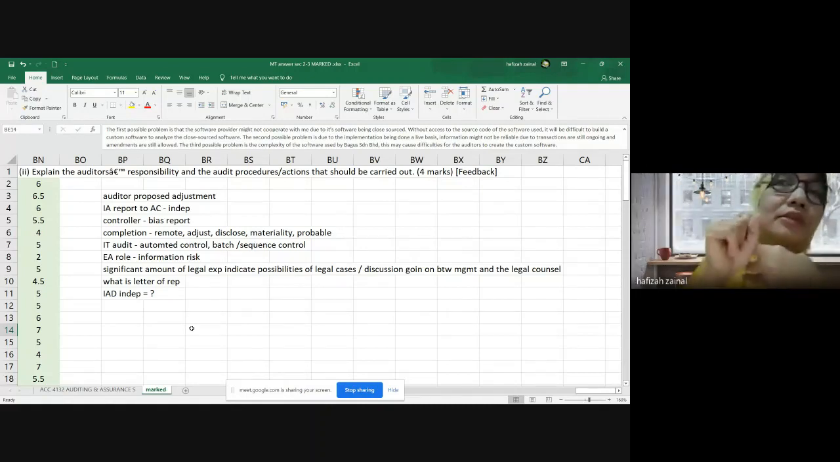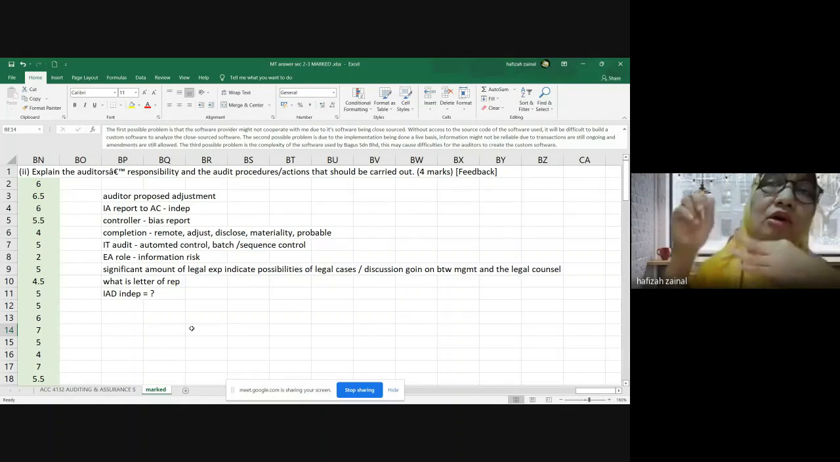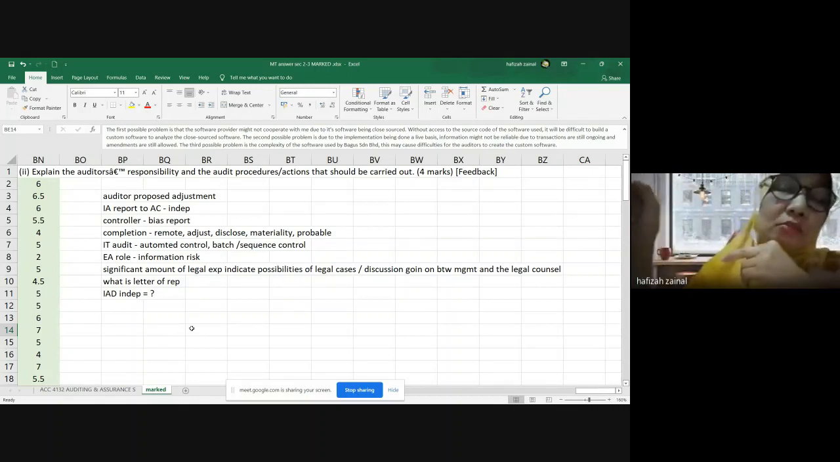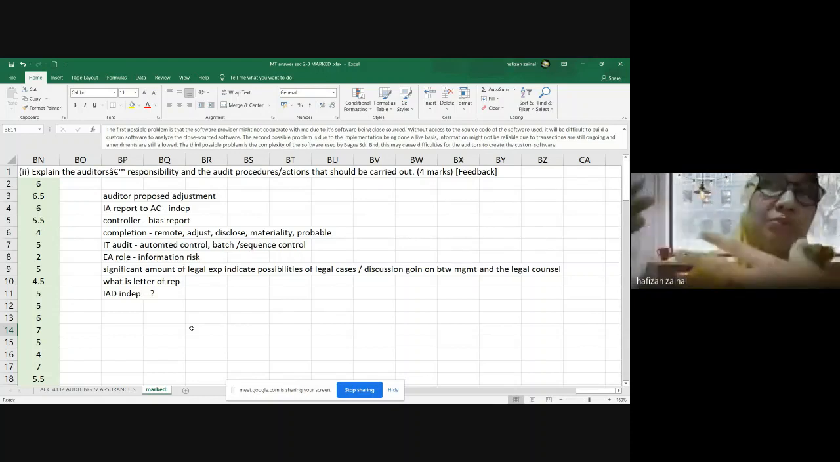Number one, internal audit: the chief audit executive or head of internal audit must report to the audit committee. Then only they are independent, because the audit committee normally consists of independent directors, who are not part of the executive directors. So they are free to report any issues with regard to the company to the audit committee.